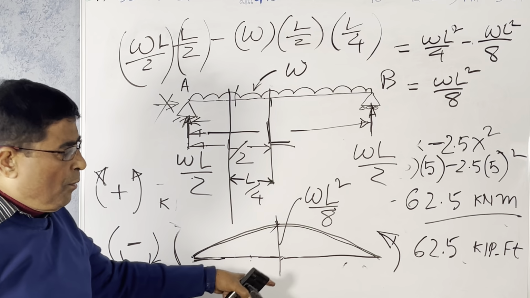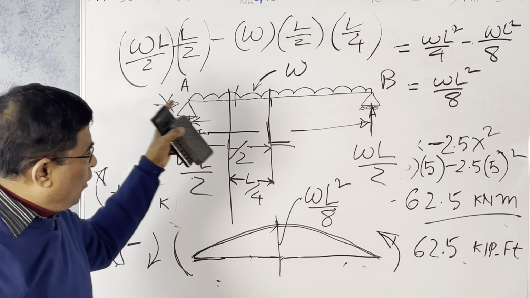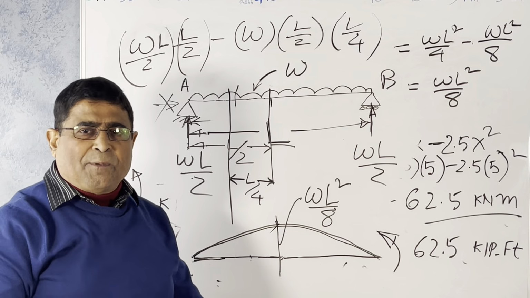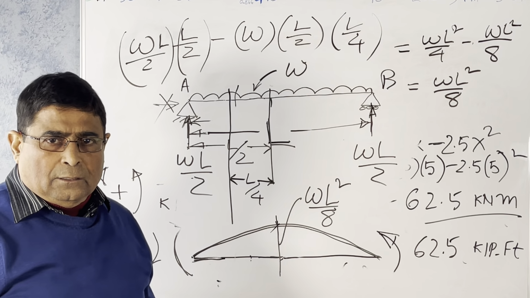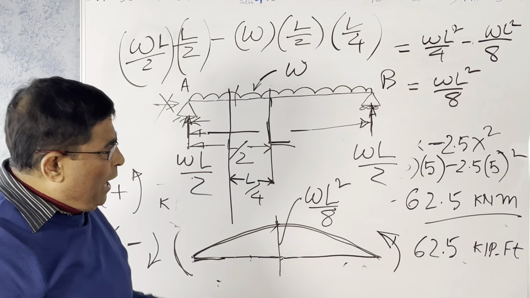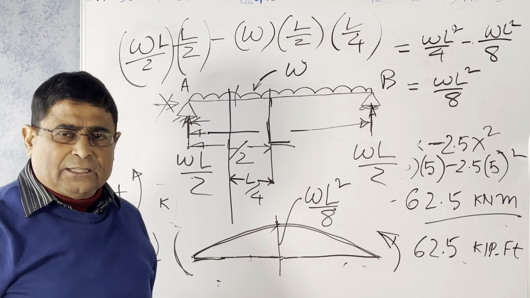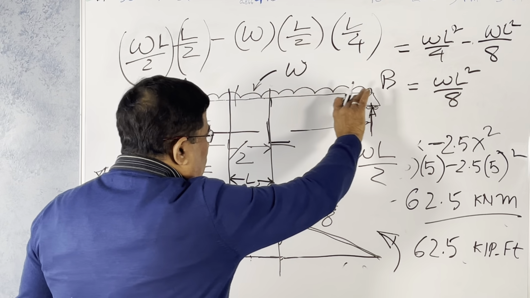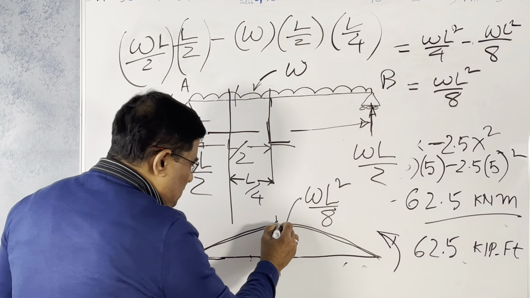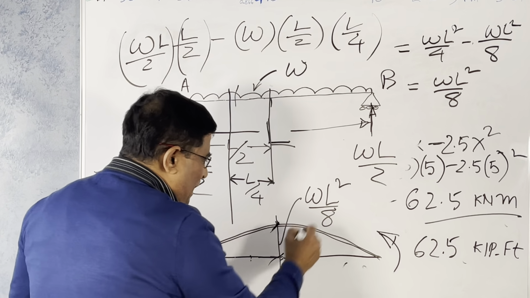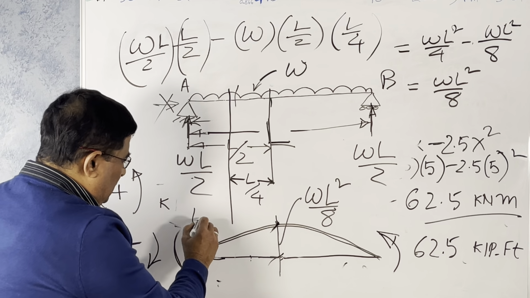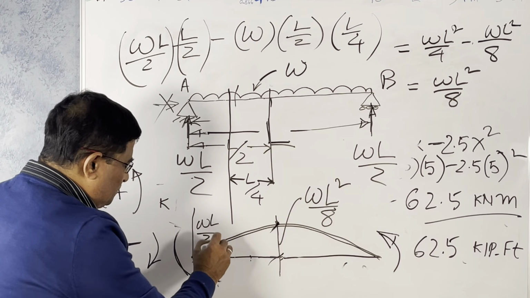The maximum moment of a uniformly distributed load is WL square upon 8. Always remember that. When you are an engineer, you will come across a load like that: the uniformly distributed load covering the whole span. And what is the maximum moment at the middle? WL square upon 8. What is the shear force at the end? It is WL upon 2.